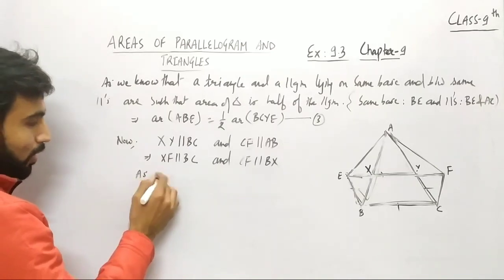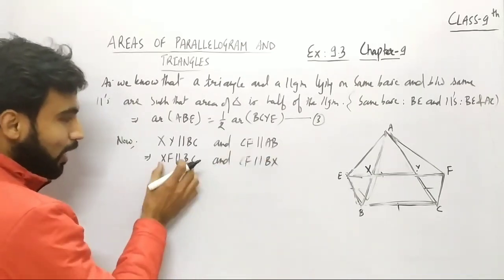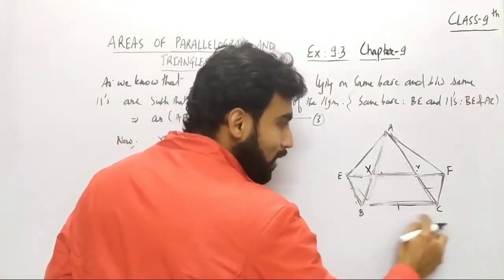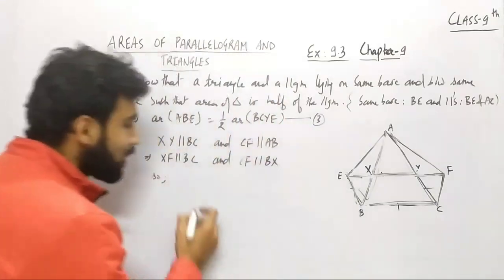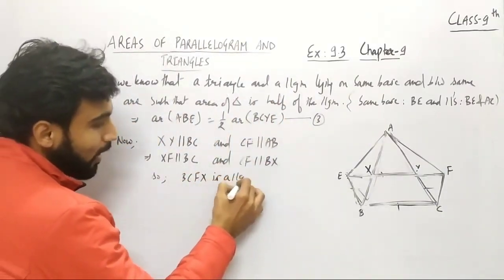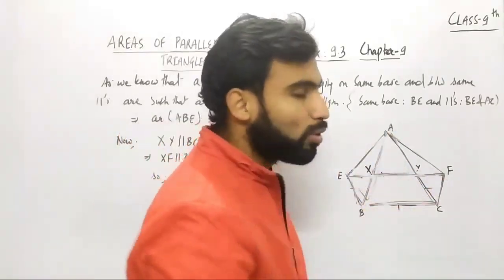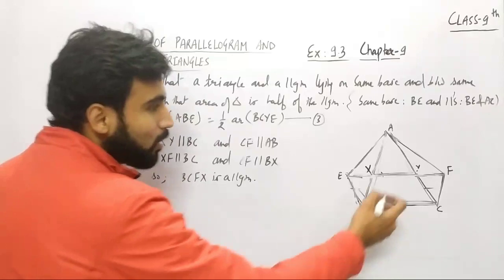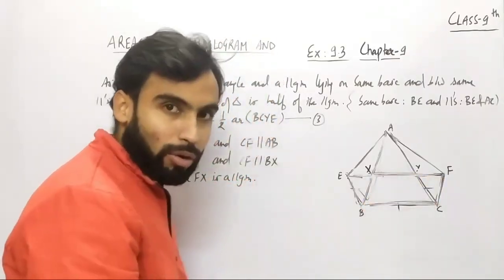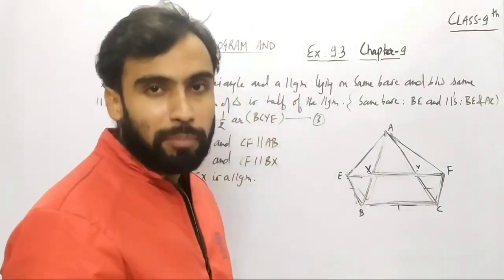So if both these sides are parallel, we can say that BCFX is a parallelogram, right? So quite easy. I think the similar condition which was occurring on the left hand side is also on the right hand side, right? So you can see we have now proved that BCFX is a parallelogram, because the opposite sides are parallel, right? So this is a property of a parallelogram.